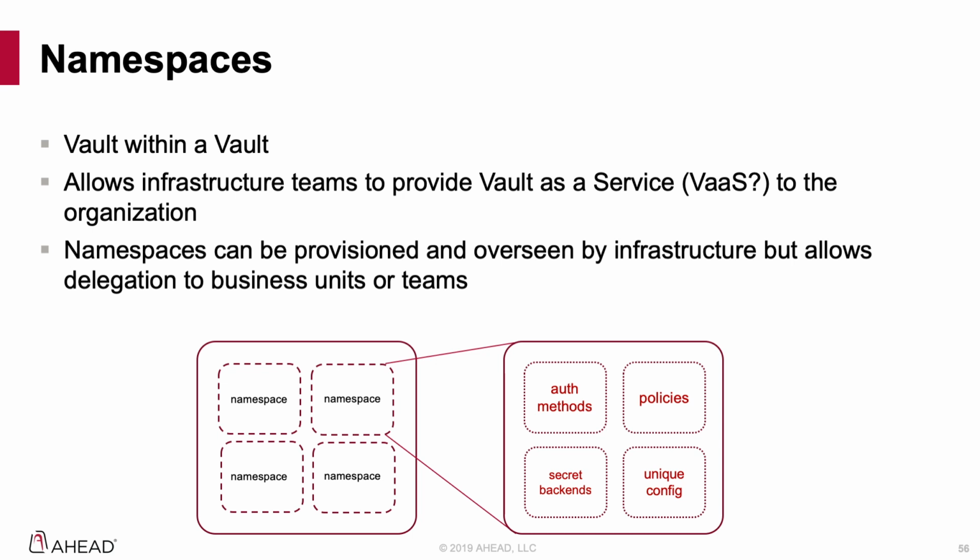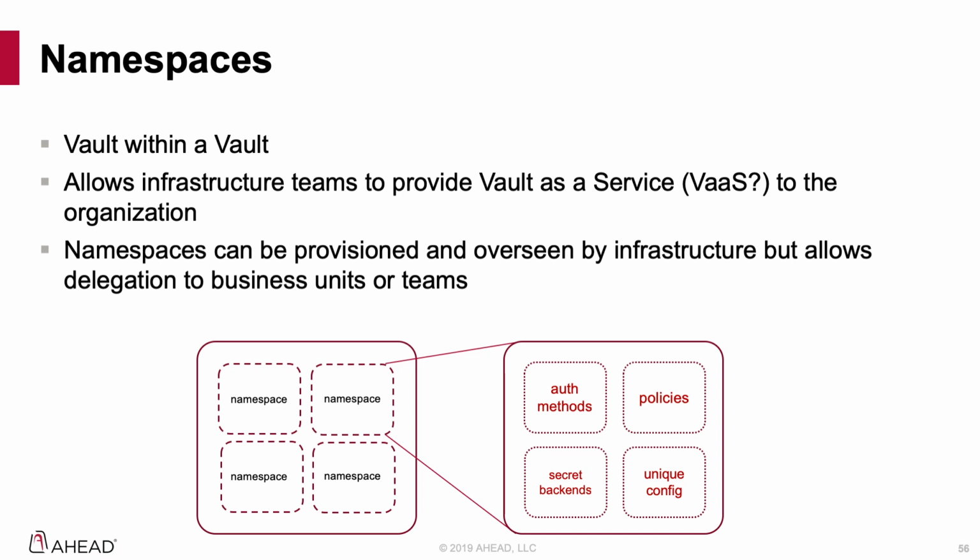So namespaces. Namespaces provide basically a vault within a vault, right? So it allows the infrastructure team to deploy Vault and then start providing more Vault as a service to the organization. Namespaces will generally be provisioned and overseen by the infrastructure, but what it allows us to do is delegate our namespaces, or mini vaults, if you will, to different business units or teams. So if you have different development teams that may have different needs, you can create a namespace, give that to them, and you delegate the permissions for them to manage their own namespace, or vaults within a vault, if you will.